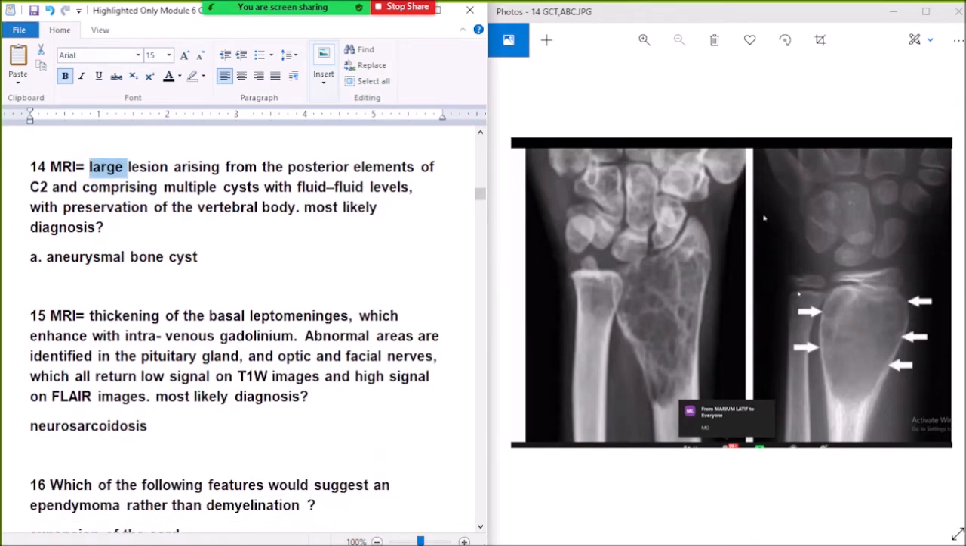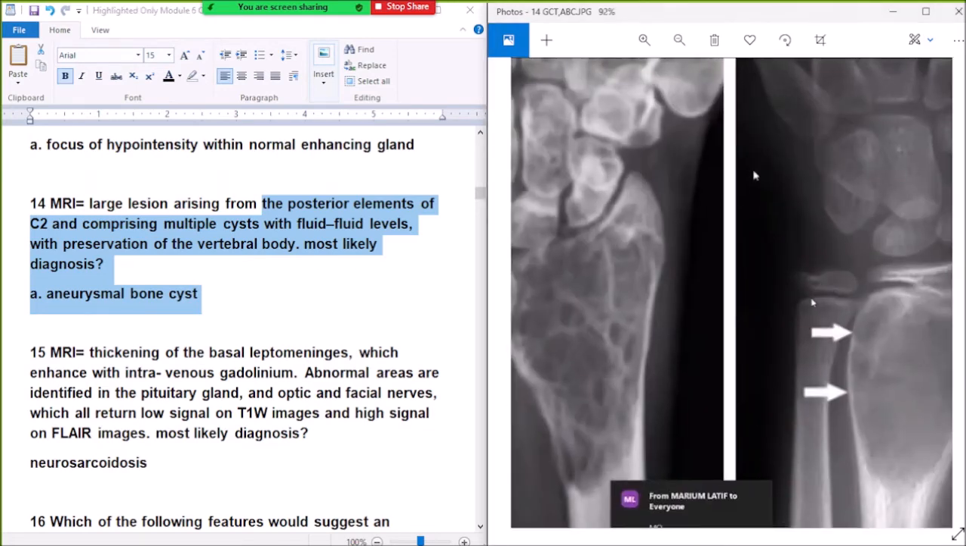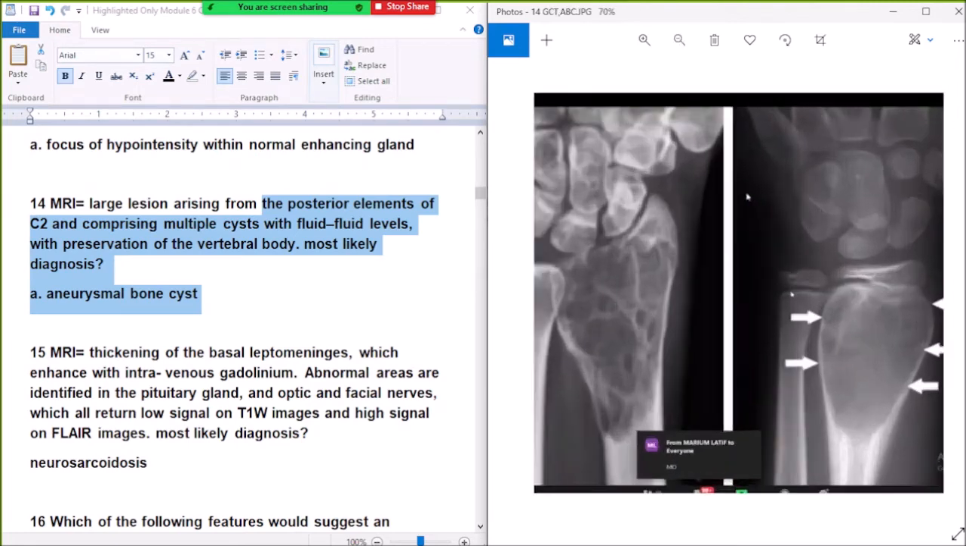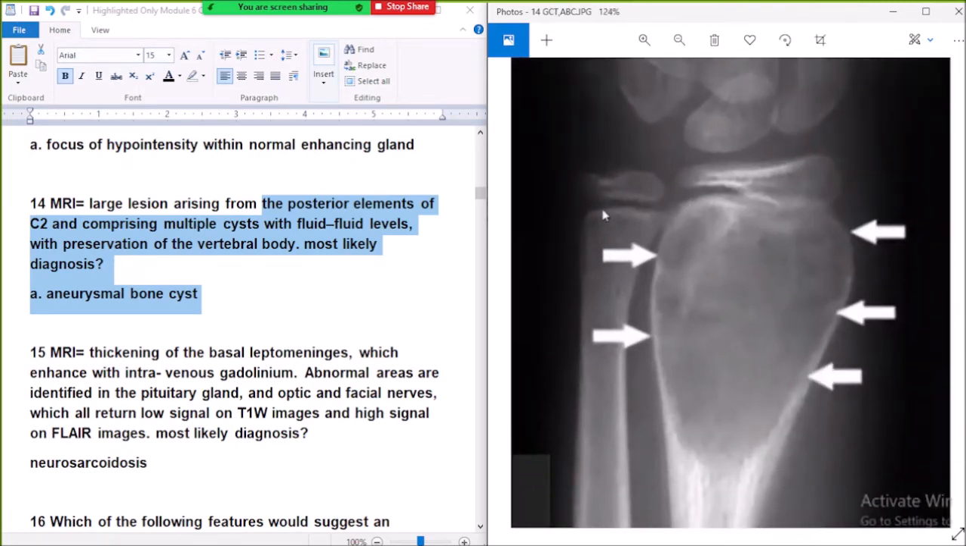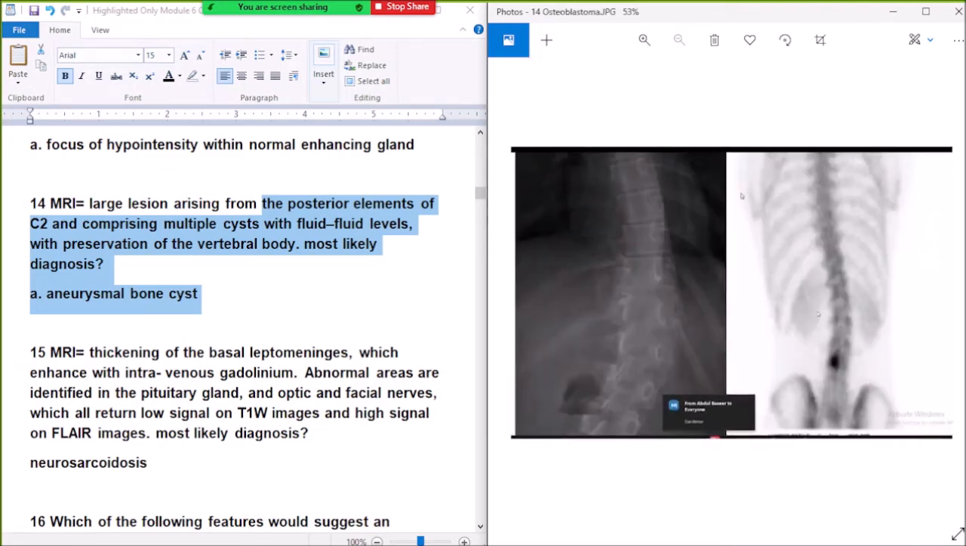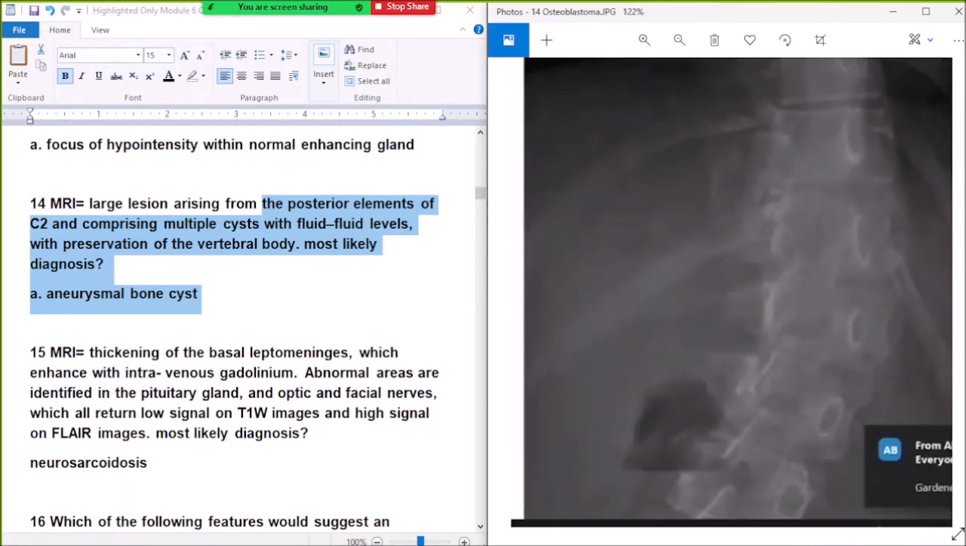14. MRI shows a large lesion arising from the posterior elements of C2 and comprising multiple cysts with fluid levels, with preservation of the vertebral body. Most likely diagnosis is aneurysmal bone cyst. The aneurysmal bone cyst is not a giant cell tumor. Osteoblastoma also arises from the posterior elements of the vertebral body, but we will use this figure to explain that on MRI there is a large lesion in the posterior elements of C2 comprising multiple cysts with fluid levels, most likely diagnosed as aneurysmal bone cyst.